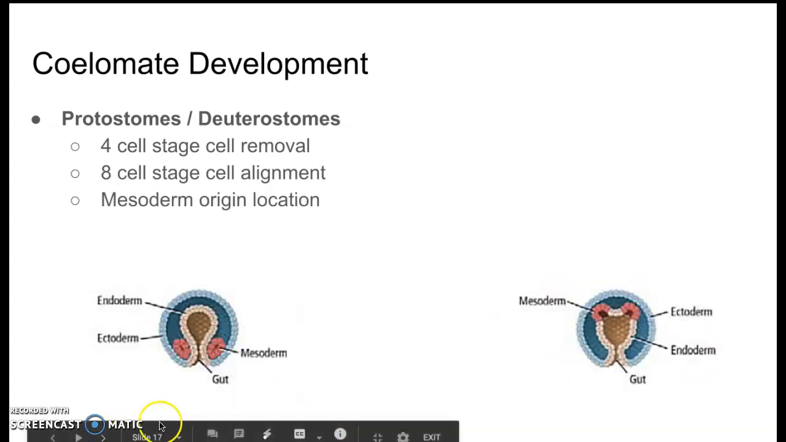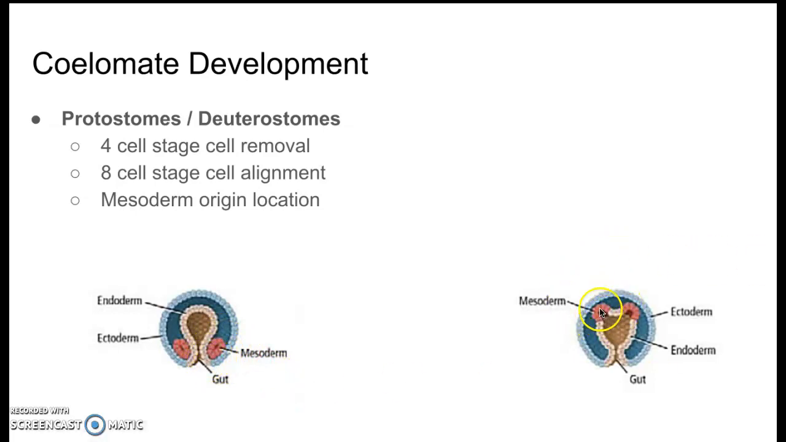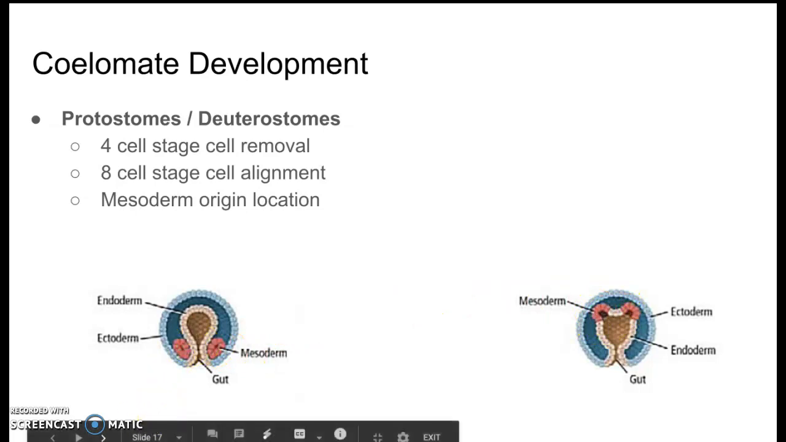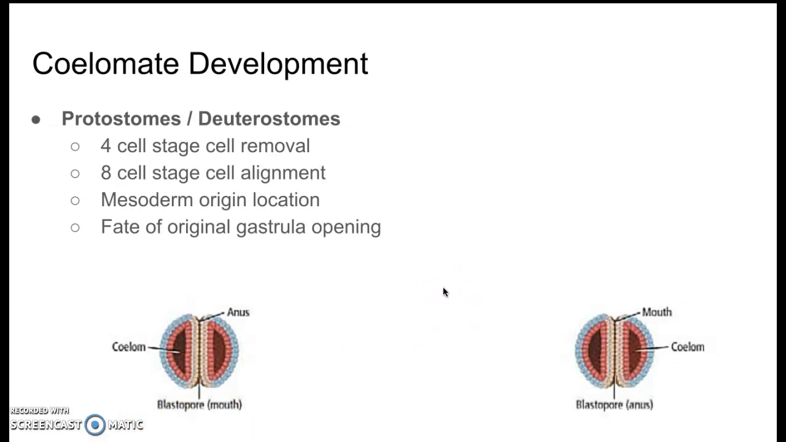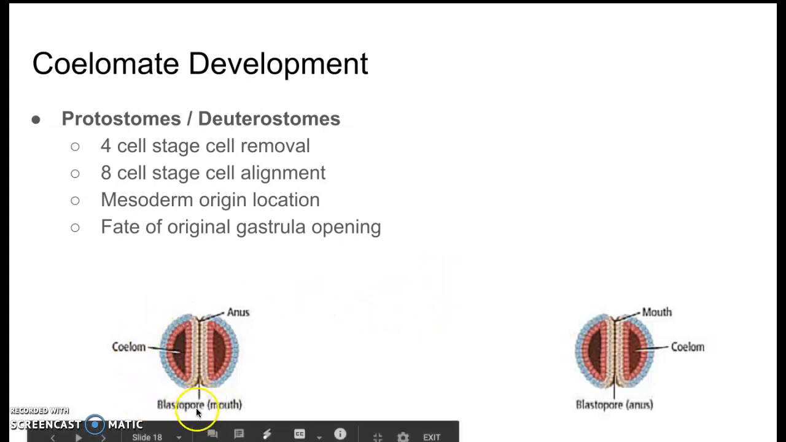The next example is in the way that the mesoderm forms. So notice in the protostome, the mesoderm forms on the bottom. The mesoderm in the deuterostome forms at the top. And the last example, which essentially decides your fate as an organism, is the location of your mouth and your anus. So here's the coelom. In your protostome, the mouth is at the bottom and the anus is on top, and in the deuterostome it's backwards.